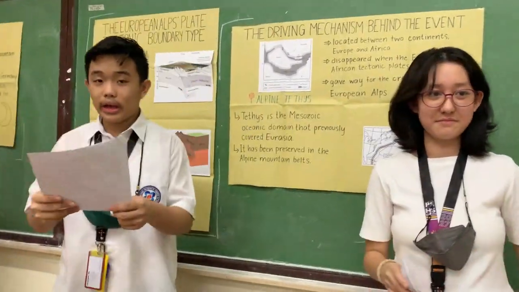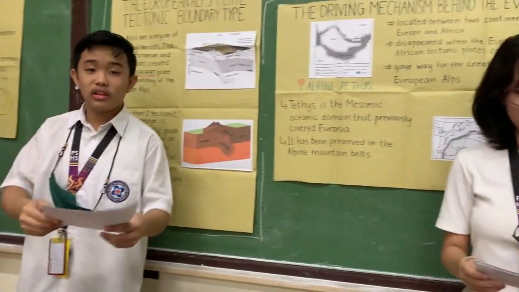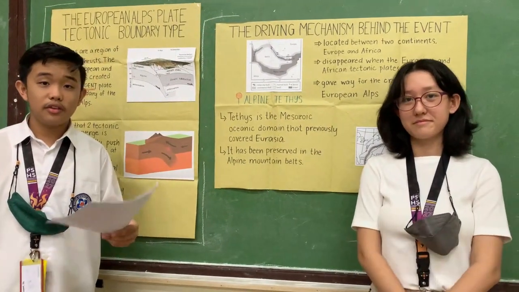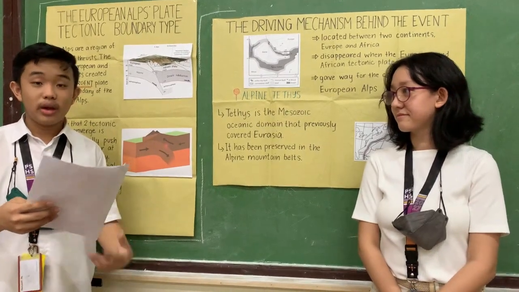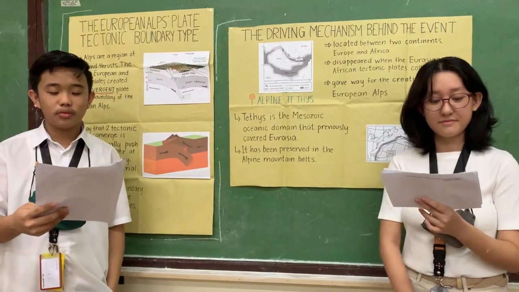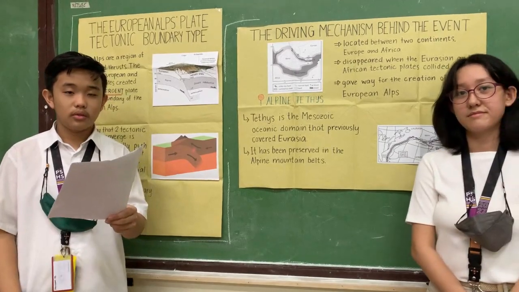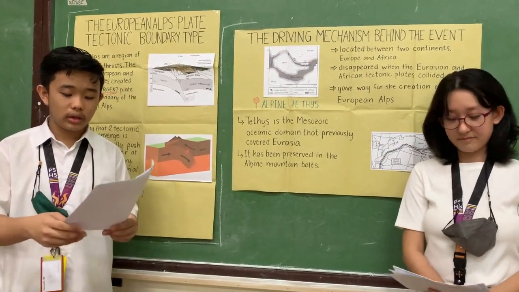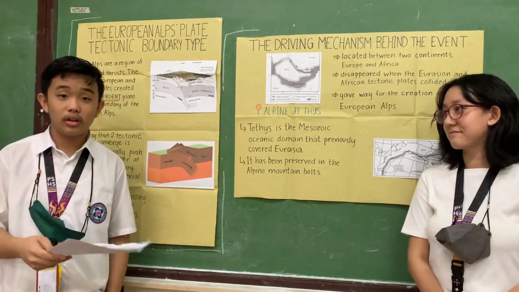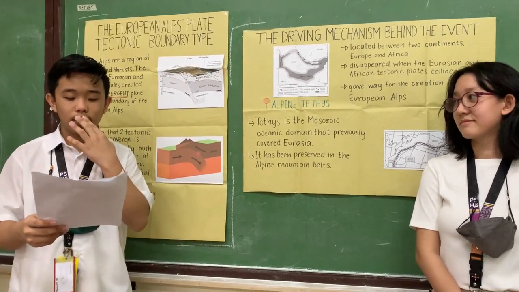Long ago, the Alpine Tethys, which was formerly located in 2 continents, suddenly disappeared when the African and Eurasian tectonic plates collided and gave way for the Alps to rise. Massive stress was placed on the Alpine Tethys basin deposits, and Africa's movement to the north caused the early layers of its land to be pressed up to the Eurasian plate. The Mesozoic oceanic domain that has been preserved in the Alpine mountain belts was originally known as the Tethys, the gigantic ocean that previously covered Eurasia.